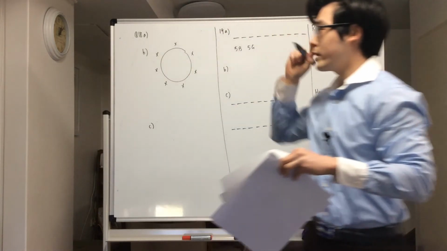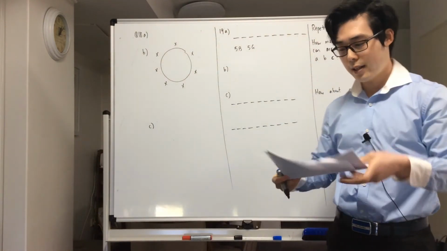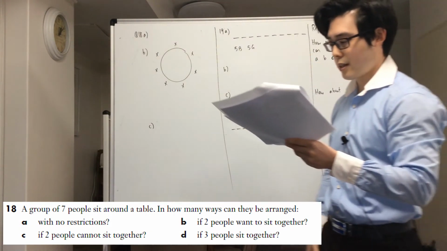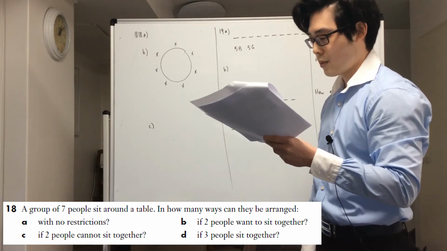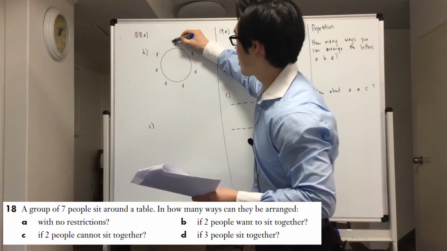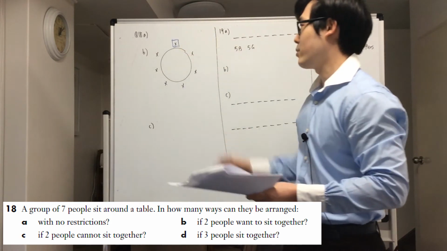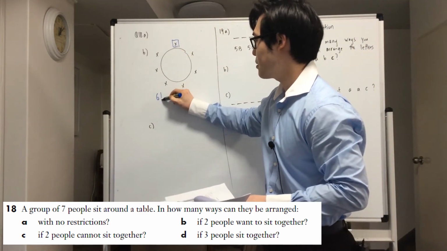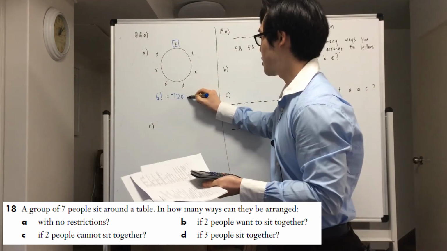Let's have a look at question 18 in your actual exercise. It says a group of 7 people sit around the table. In how many ways can they be arranged with no restrictions? So once again, if you've got 7 people, you lock one spot in, and it's just a matter of how many ways you can arrange the rest of the other people, and that's 6 other people. So that's 6 factorial ways. Okay?